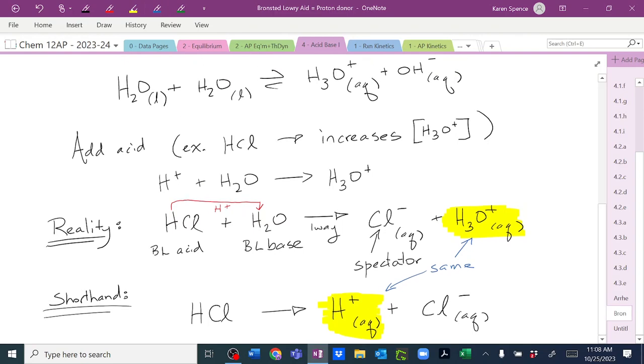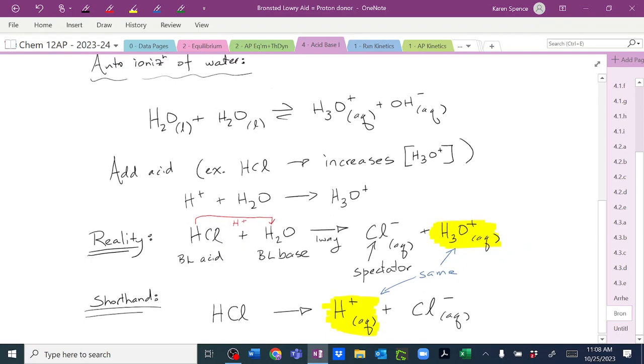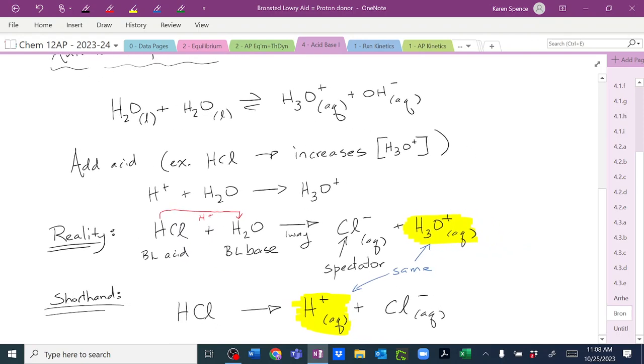So, here we have our autoionization of water. When we add acid, here we've added our acid. And when we add acid, what do we get?